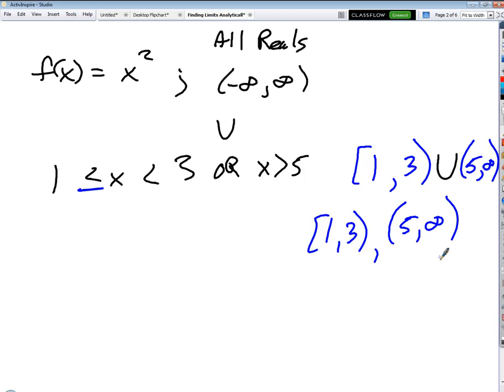Wait, why wouldn't infinity have a bracket? Because it just goes on and on, right? Because it's not a number, right? Okay. What if we added one more part to that?